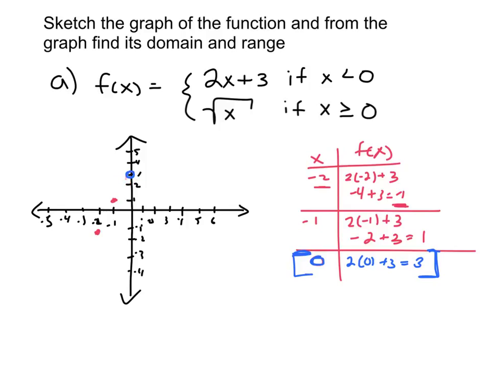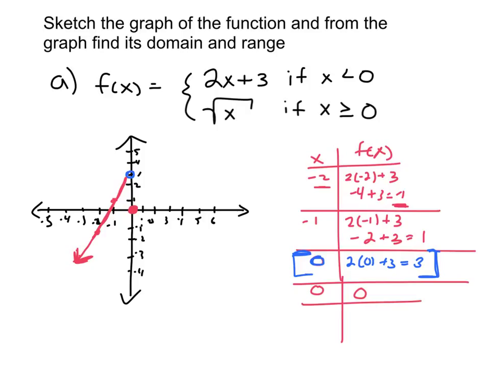Okay, so then when I'm drawing my graph, since 2x plus 3 is a straight line, it'll look like this. And then it'll continue going down forever, so that's why I have an arrow there. Okay, so I'm getting infinitely close to where x equals 0, but when x equals 0, this is no longer what y equals. When x equals 0, y equals the square root of x. So that would actually be 0. So the solid point would be there.